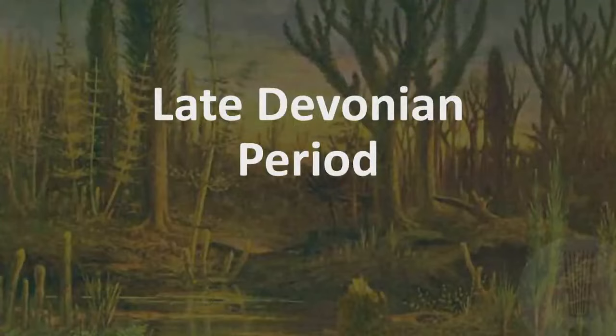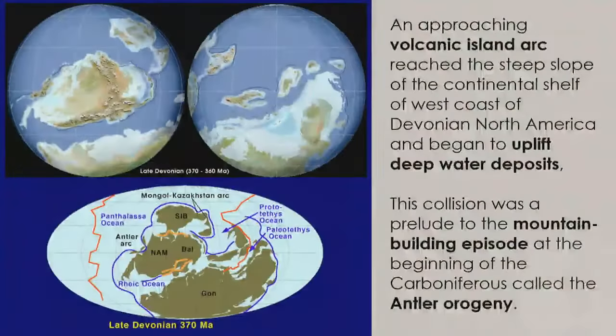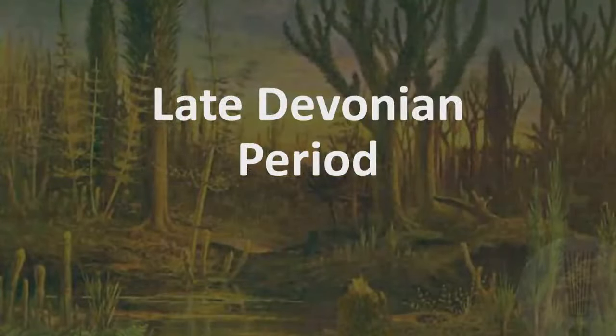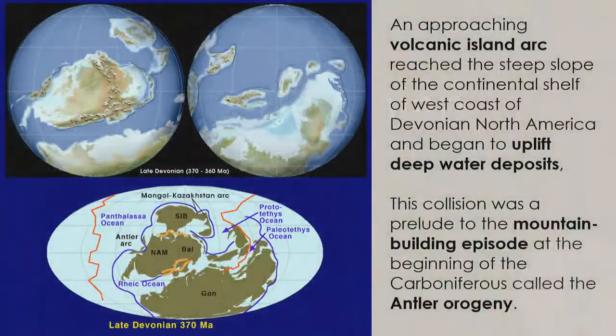Okay, so now we go into the late Devonian period. This is where we're starting to really see these taller trees, taller plants, and get into these forests. But they're very different looking forests than what we have today.